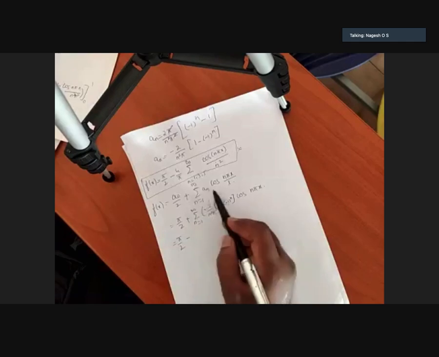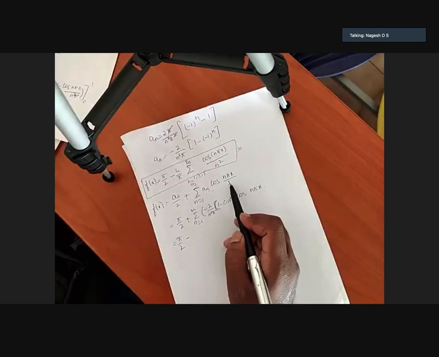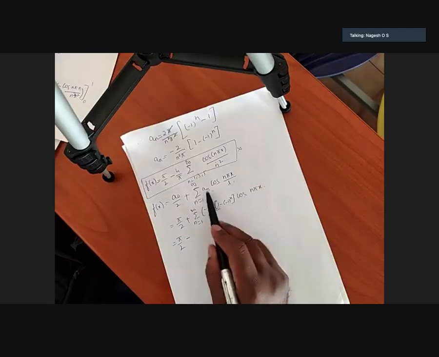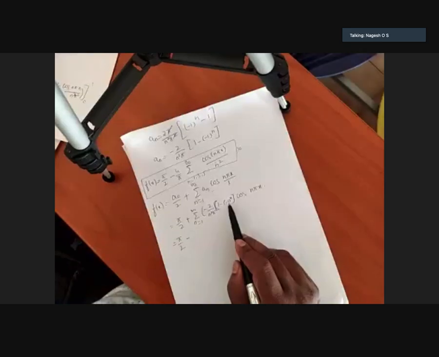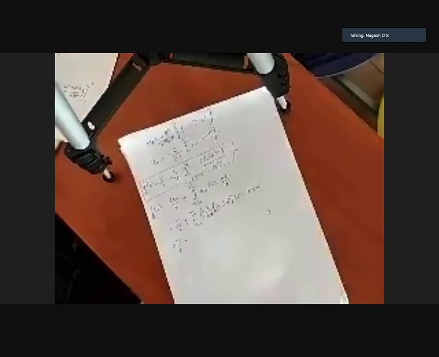A naught by 2 plus summation n equal to 1 to infinity a n cos n pi x by L. L value is 1. Next, a n and a naught we calculated. Substitute here. Next, if you substitute n as 1, what happens? Means this will become minus 1 power 1. Minus 1 power 1 is minus 1. Minus 1 into minus is plus. So plus 2. It will become plus 2.